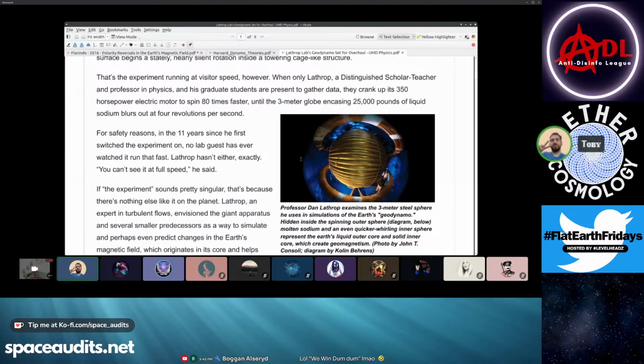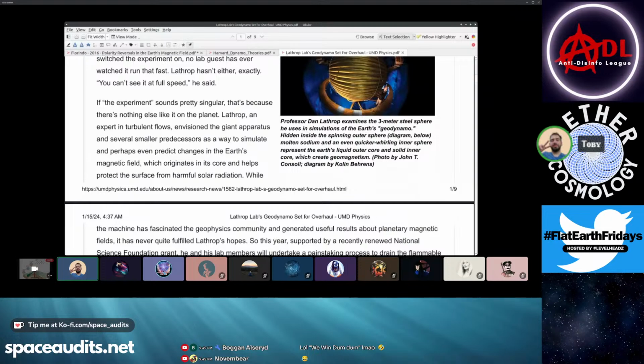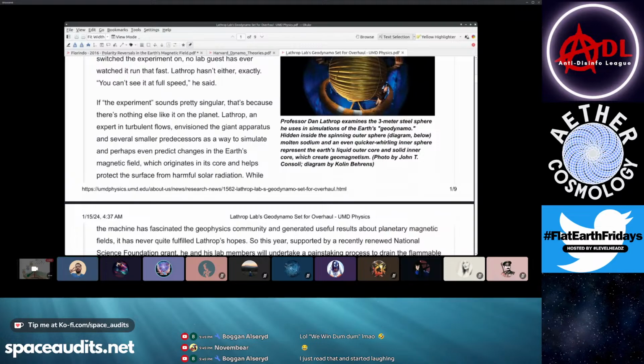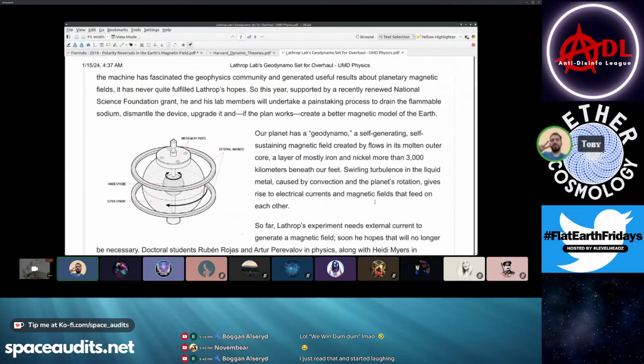If the experiment sounds pretty singular, that's because there's nothing else like it on the planet. Lathrop, an expert in turbulent flows, envisioned the giant apparatus and several other smaller predecessors as a way to simulate and perhaps even predict changes in the Earth's magnetic field, which originates in its core and helps protect the surface from harmful solar radiation. While the machine has fascinated the geophysics community and generated useful results about planetary magnetic fields, it has never quite fulfilled Lathrop's hopes.